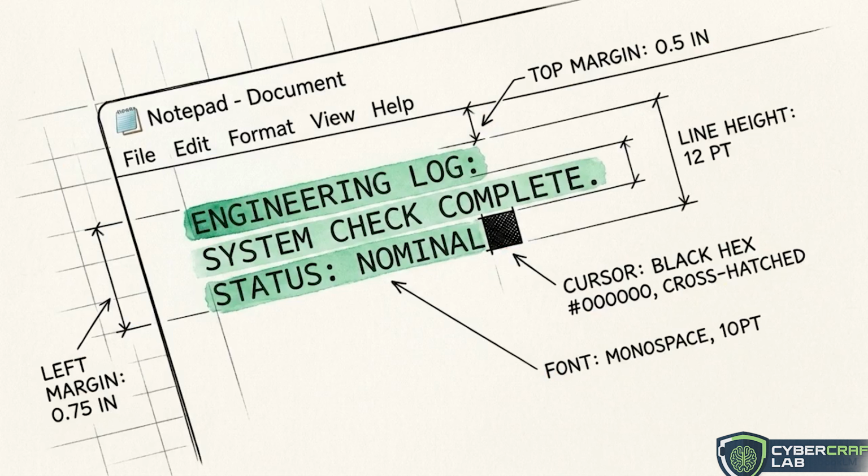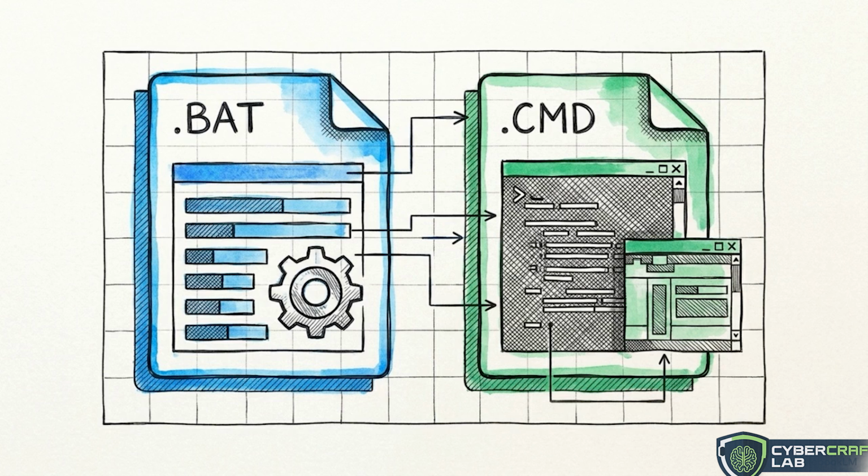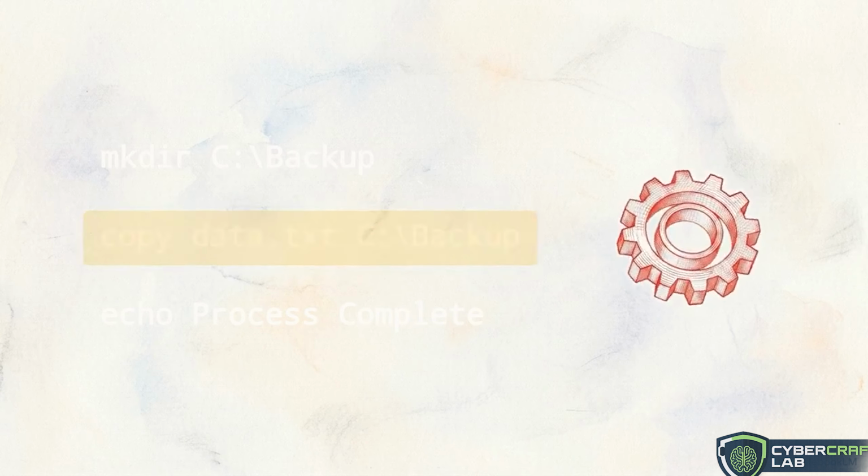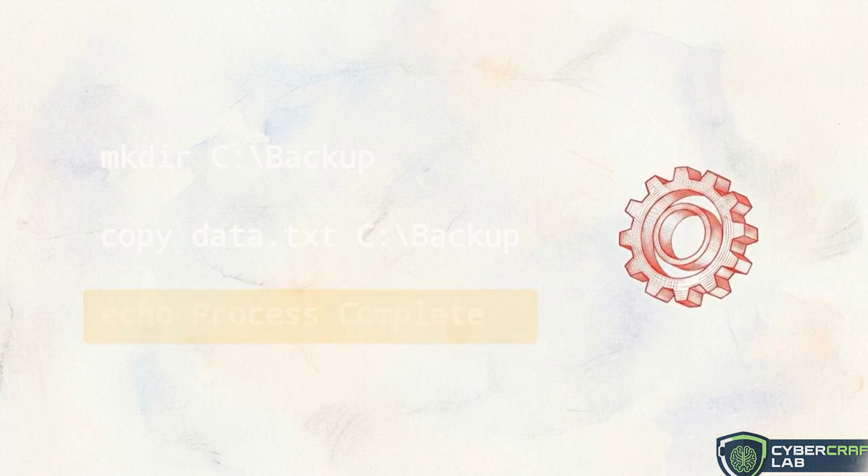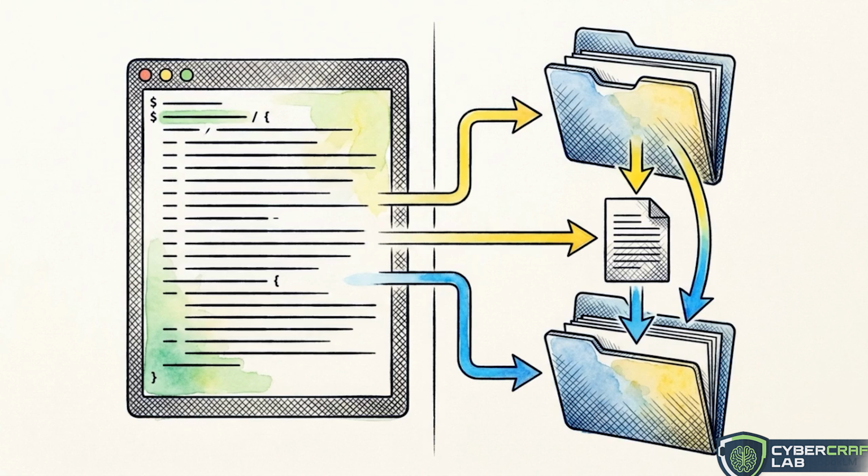Beyond compiled software, Windows uses plain text files to automate tasks. The most common tools for this are .bat and .cmd files. A bat file contains a list of instructions that the Windows command prompt executes sequentially. This allows a user to automate routine tasks, like moving or copying folders, by running them line by line.